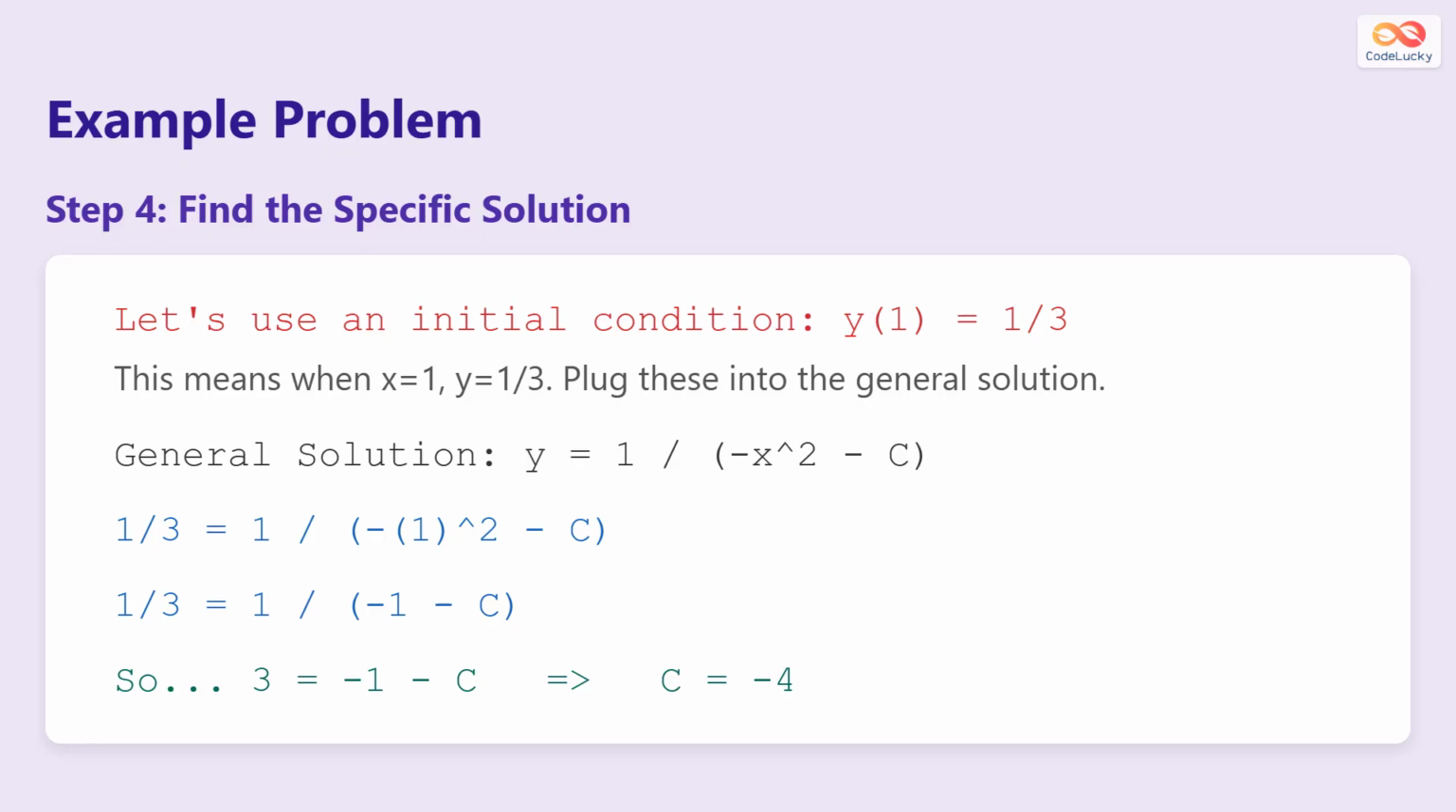This gives us the equation 1/3 equals 1 over -1 minus c. Solving this tells us that c must be equal to -4. Plugging this back in gives our specific solution. y equals 1 over the quantity negative x squared plus 4.